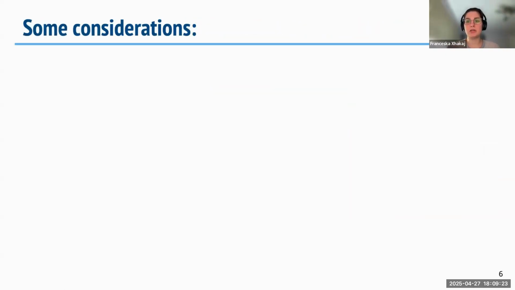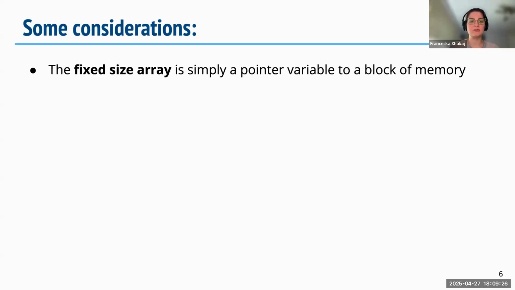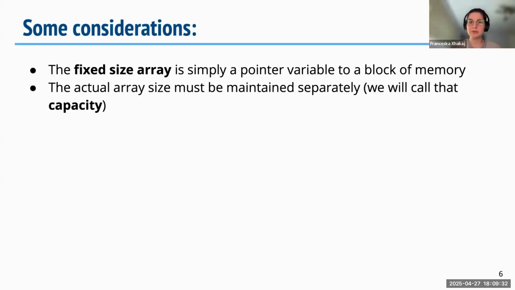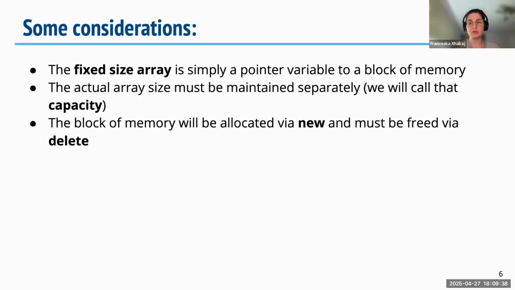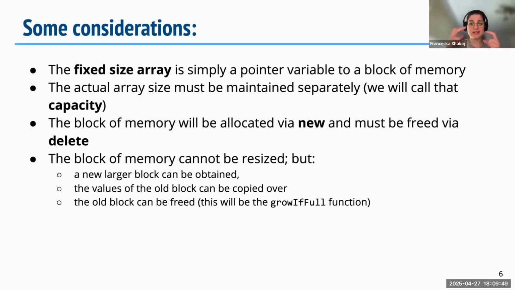There are a couple of considerations that we should keep in mind. Again, we will make our fixed size array as a pointer variable to the block of memory. The array size we will keep completely separately and we'll call capacity. We will allocate the block of memory for the fixed size array using the keyword new. And every time that we need to resize dynamically, we're going to use the keyword delete to free memory that is not used anymore. The fixed size array itself cannot be resized, but what we're going to do is create a new larger block of memory, move the elements from the old block to the new block, and free the old block. We will call this function the grow function, and I will come back to the slides to show you how we're doing that.